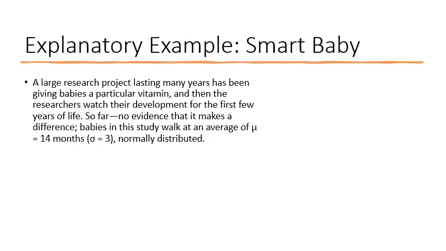So let's start with this explanatory example called Smart Baby. A large research project lasting many years has been giving babies this particular vitamin. And then the researchers watch their development for the first few years of life. So far, there is no evidence that it makes a difference. They don't find that this vitamin matters, right? Vitamin doesn't matter. Babies in this study walk at an average, remember that mu symbol, an average of mu equals 14 months, standard deviation equals 3, and it's normally distributed. So that's what they found so far.